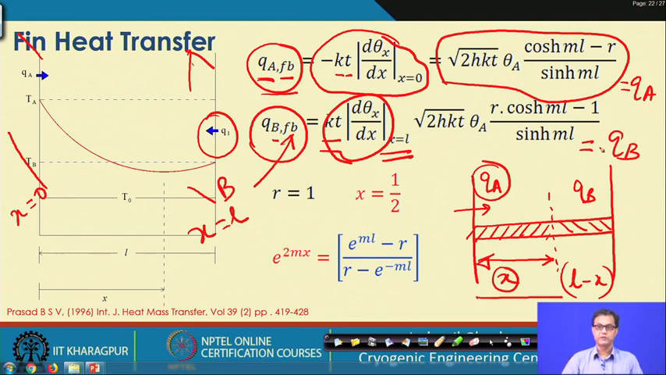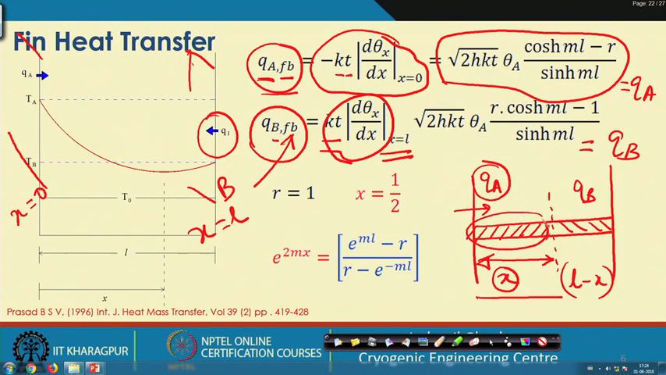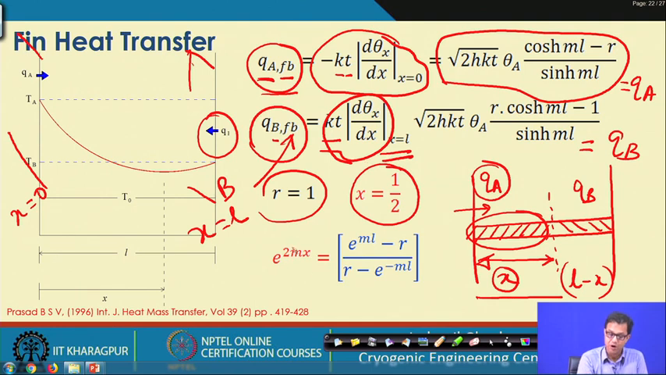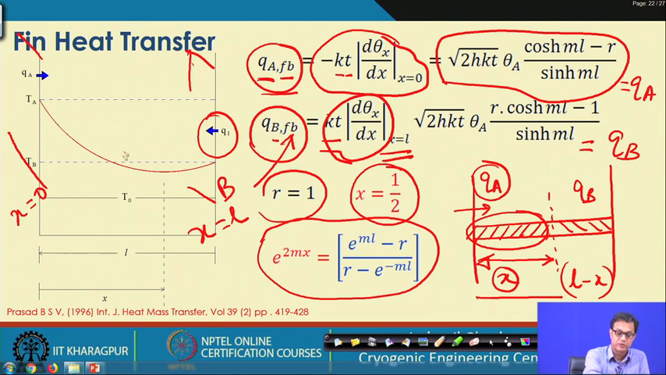Is there any special significance that Q A fin base and Q A are equal? It is expected that the fin base heat transfer and the heat transfer taking place through this fin is supposed to be the same, but we will find the difference later on. So, here in this case, as such, when r is equal to 1 and x is half, or for other relations where we know the fin extrema is located within this region, or it is slightly on this side or on this side, this expression is remaining valid.